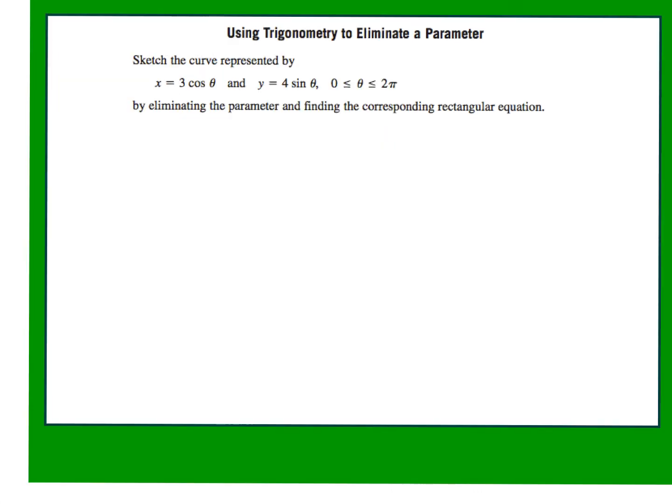So now I have x is equal to 3 cosine theta, y is equal to 4 sine theta, and I have the interval 0 to 2 pi. I think this one's fantastic. And we're going to eliminate the parameter to find a rectangular equation. Now, what's my parameter in this case? It's not t. What is it? It's theta. So I kind of want to solve for theta, right?